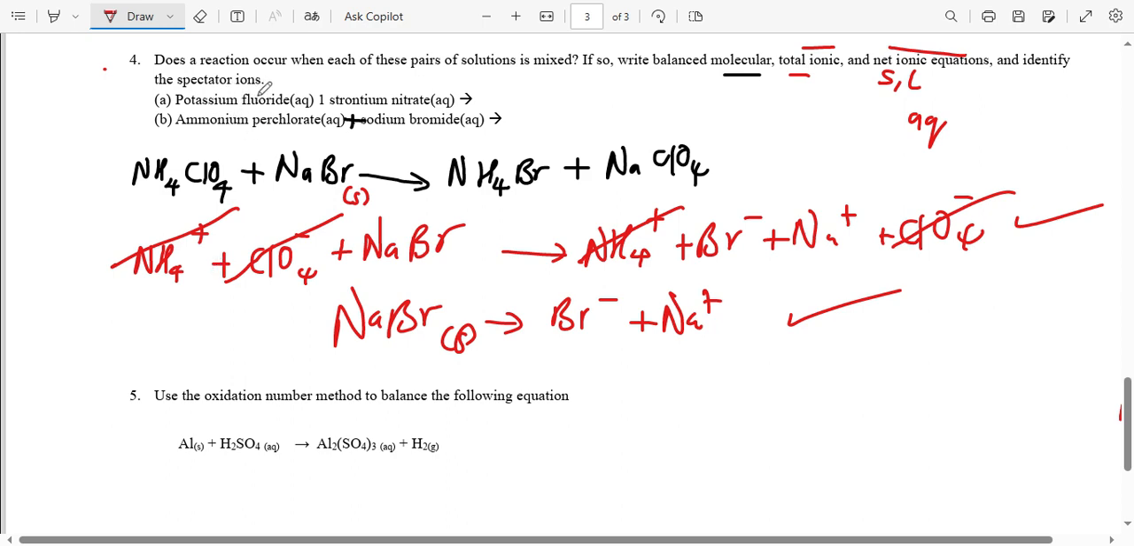That is how you are going to do the same with the first one. Potassium fluoride plus strontium nitrate. What is the state symbol for strontium? I wanted just strontium, not strontium nitrate. So strontium is Sr 2 positive.